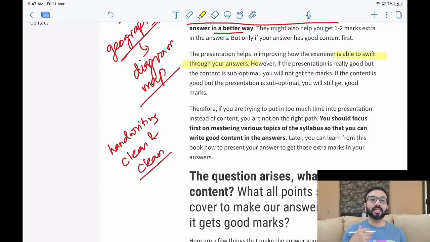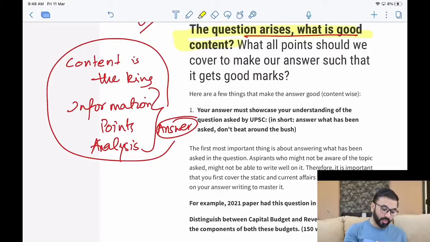Content, but what is good content? What are all the different points that we should be able to cover in our answers in order to make that content good and get good marks? So now we are going to see the first thing. I have various things that I will show you throughout the video series, that make for good content.